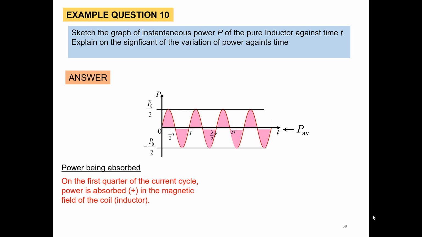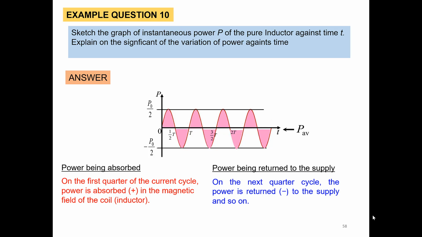Don't forget that power is absorbed in the first quarter of the current cycle. The power absorbed, which is positive, goes into the magnetic field of the coil, which is the inductor, and then the power is returned to the supply in the next quarter cycle, where the power is negative, and so on.